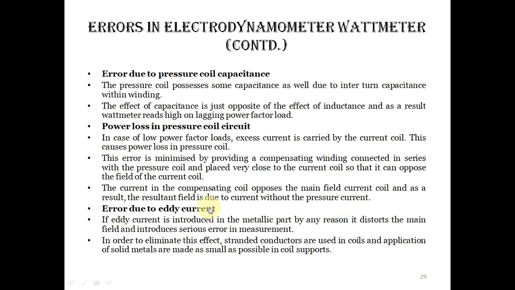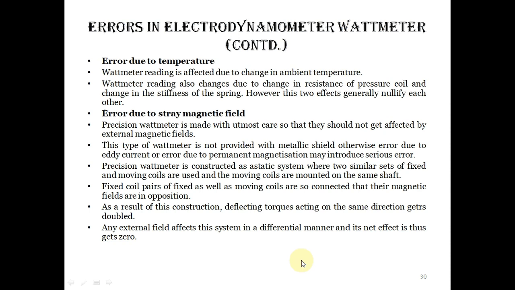Now error due to eddy current. If eddy current is introduced in the metallic parts by any reason, it distorts the main flux, which introduces serious error during measurement. To eliminate that effect, stranded conductors are used in coils, and solid metals in coil supports are made as small as possible. Error due to temperature: wattmeter reading is affected by change in ambient temperature. Reading also changes due to change in resistance of the pressure coil and change in the stiffness of the spring. However, these two effects generally nullify each other. That's the fortunate thing in this discussion.